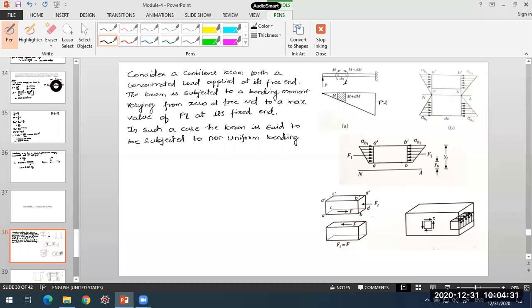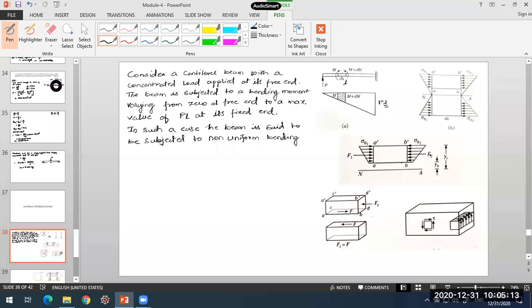Now if you look at the bending moment variation, it is zero at the free end and it increases towards the fixed end, with a maximum value of P into L at the fixed end, that is P into this distance L. So the bending moment is not constant here, it is varying. Now if you take any small portion within the span of the beam, of this dx element, you'll find that the bending moment on the left side of the portion is M, whereas on the right side it increases to M plus dM.